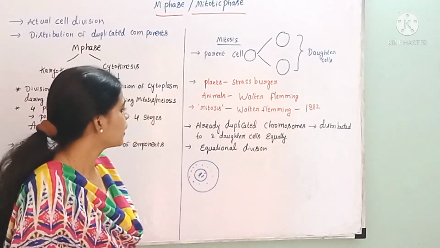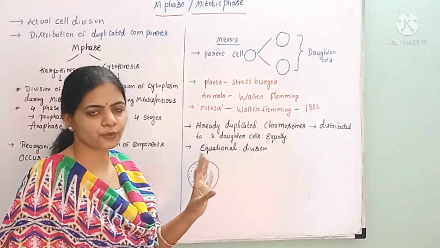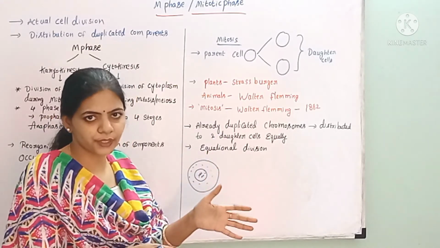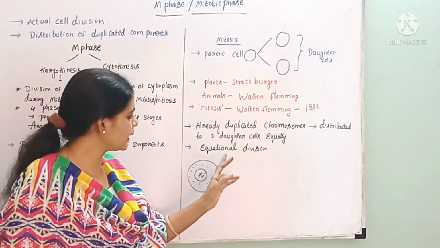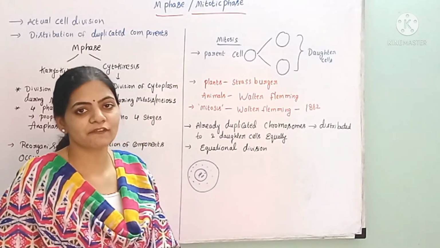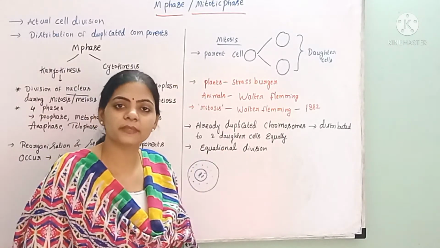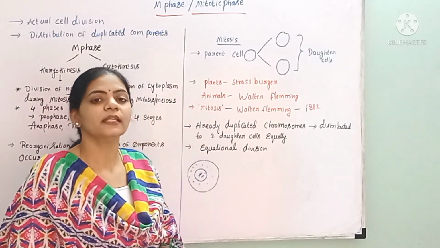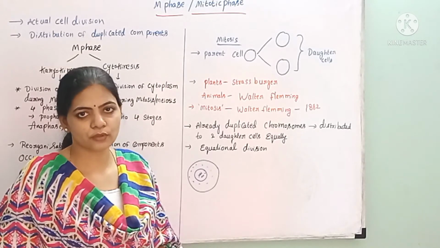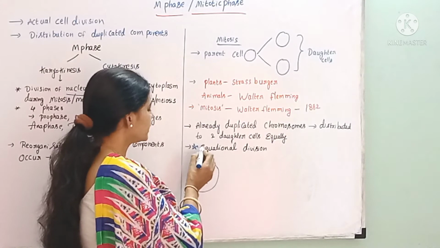Here, what happens? The already duplicated chromosomes get distributed to the two daughter cells equally. Hence, this mitosis is also called equational division. What is another name for mitosis? Equational division, because the daughter cells get an equal amount of chromosomes from the parent cell. Hence, it is called equational division.